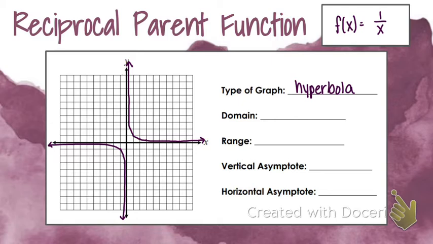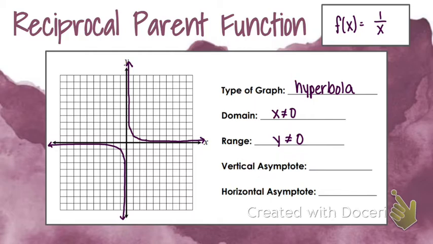But anyway, what we want to look at is that the domain can be anything except x equals 0. So our domain, we're just going to say, is x not equal to 0, because that's the only value that it's not allowed to be. Our range is going to be y is not equal to 0, because that's the only number that y is not allowed to be.